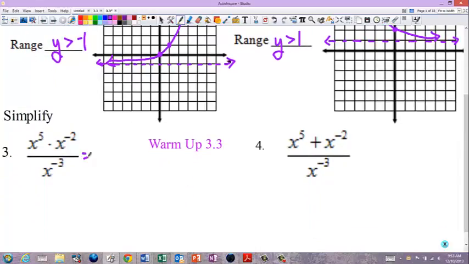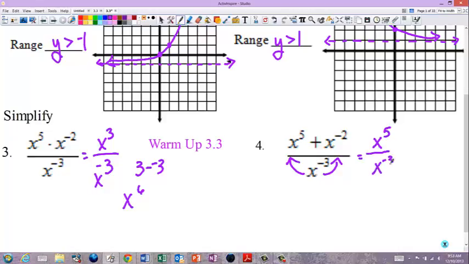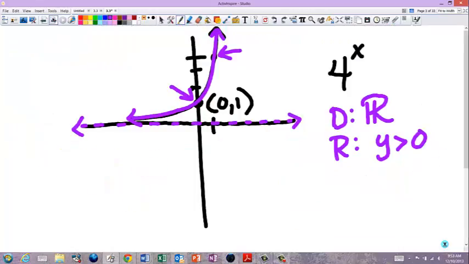This one, if you just add your exponents on the top, you get x to the third over x to the negative 3, and if you subtract straight down, 3 take away negative 3 is x to the 6th. This one I can distribute up, so that's x to the 5 over x to the negative 3 plus x to the negative 2 over x to the negative 3. 5 take away negative 3 is x to the 8th plus negative 2 take away negative 3 is x to the 1st. When I get back, I'm going to check all this.